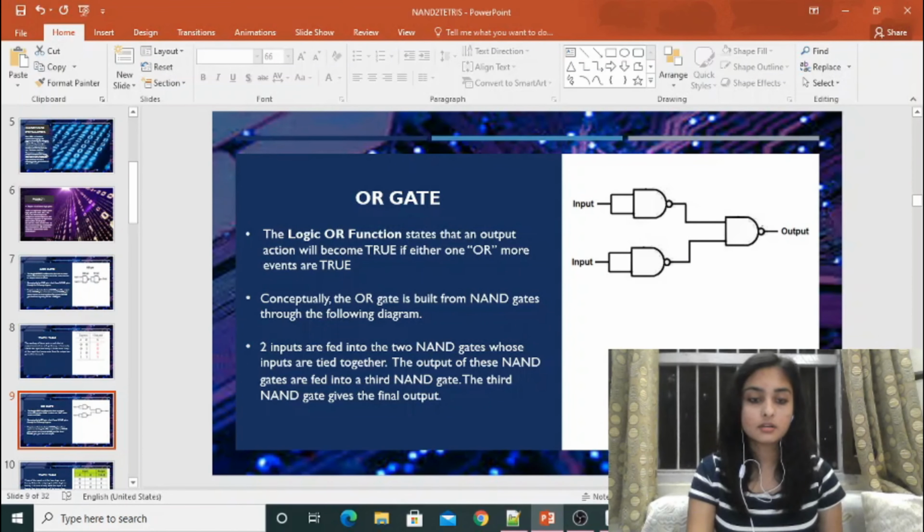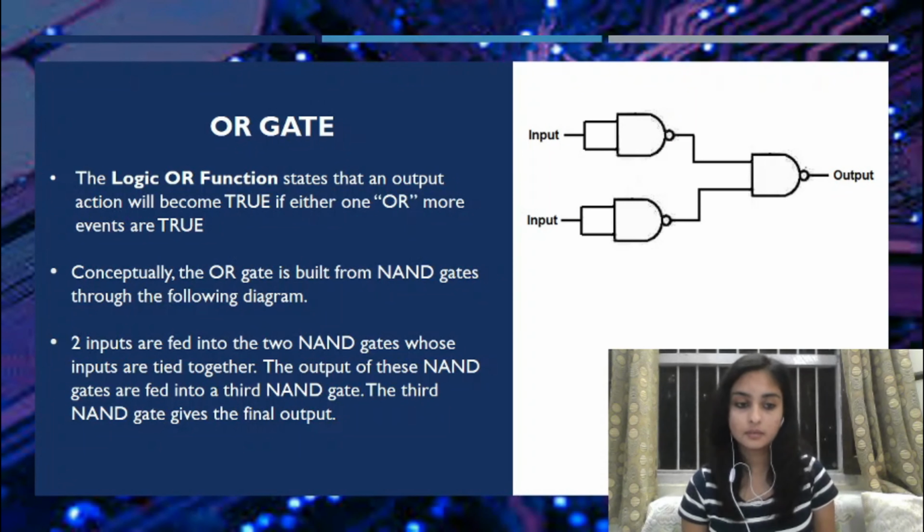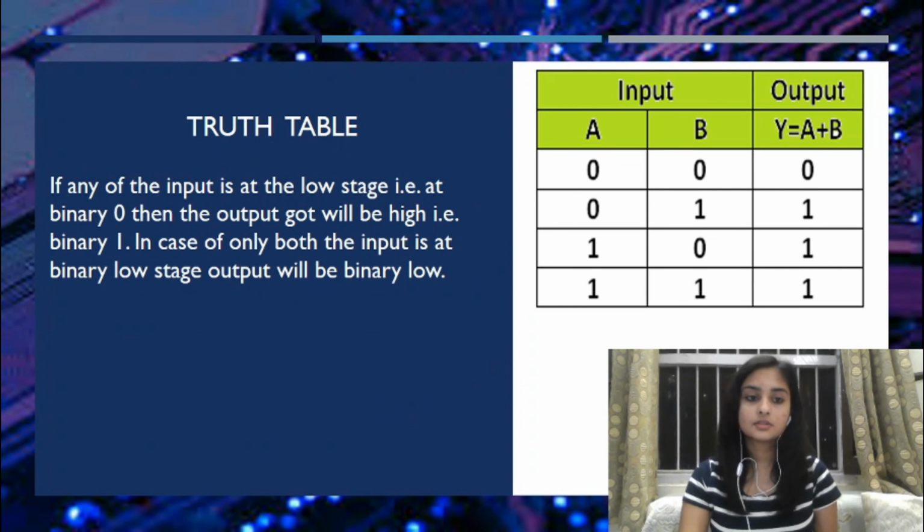The logical OR function states that an output will become true if either one or more events are true. Conceptually, the OR gate is built from NAND gates through the following diagram, as you can see here. Two inputs are fed into two NAND gates whose inputs are tied together. Therefore, they basically act as NOT gates. The outputs of these NAND gates are then fed into a third NAND gate, and the third NAND gate will finally give the output. This is the truth table.